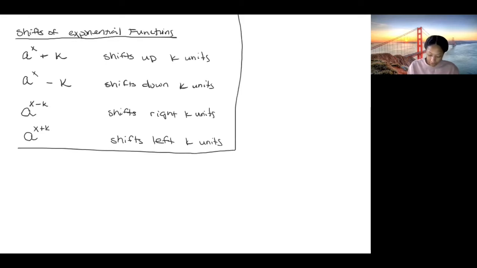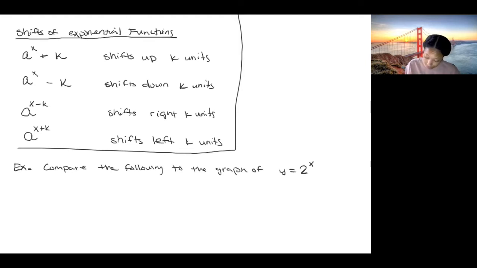All right. So for our next example, we are going to use this terminology, left, right, up, and down, or shifts left, right, up, or down, to compare a few functions to the graph of 2 to the x, the one that we just used. So compare the following to the graph of y equals 2 to the x.